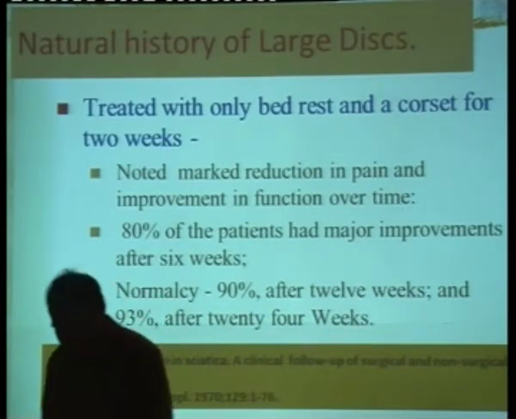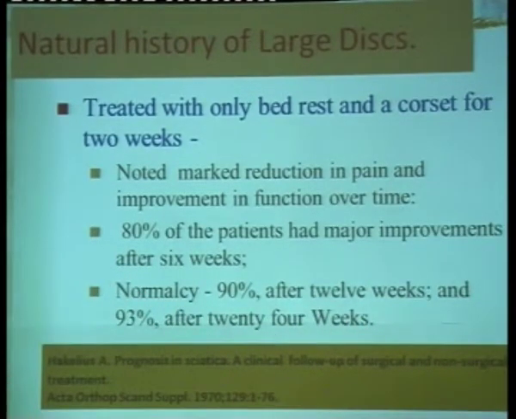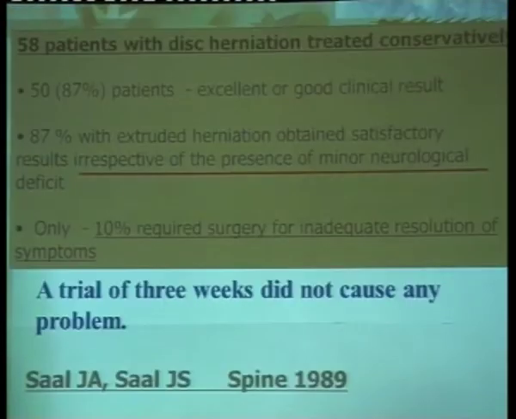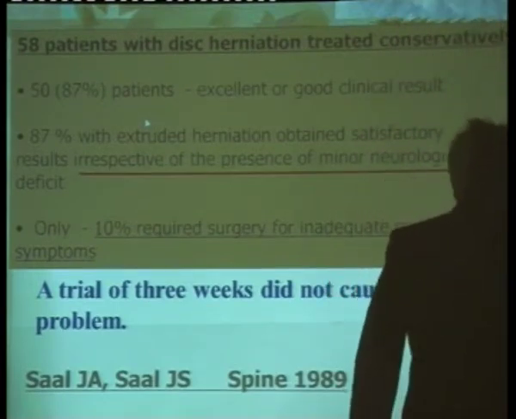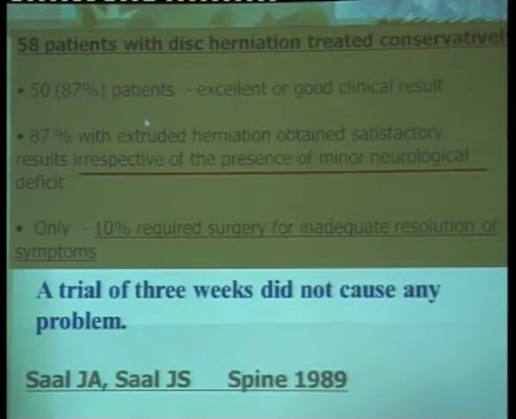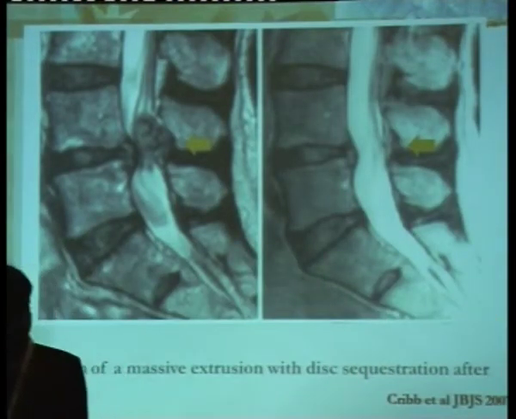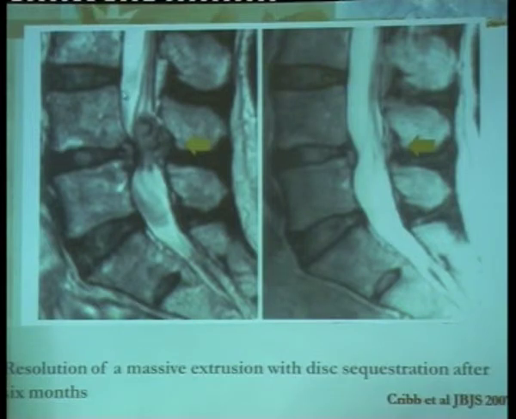Now this is also very well reported that when they saw people with large discs and they were treated with bed rest, they noted that 80% of patients had major improvement within 6 weeks, and at 12 weeks there were 90%, and that 93% had an excellent result at 24 weeks. Again, another study shows that out of the 58, 87% of patients had excellent or good results irrespective of the presence of a minor neurological deficit. So, a clinical trial of 3 weeks of conservative therapy did not cause a major deterioration or problem in any one of them. Further, we also know that the natural history is one of resolution.